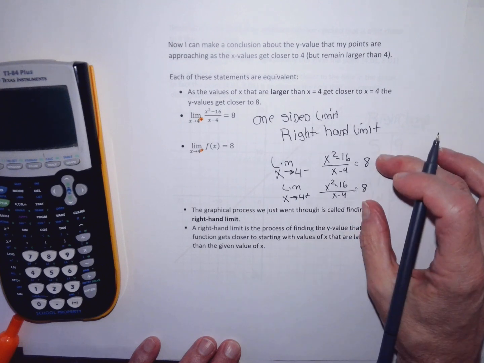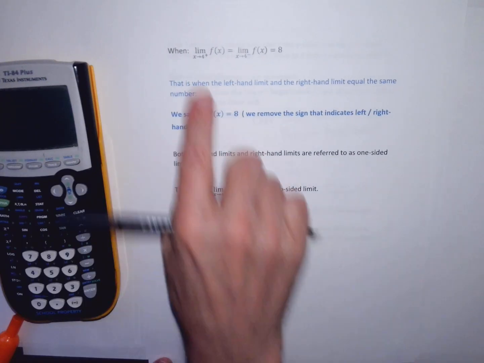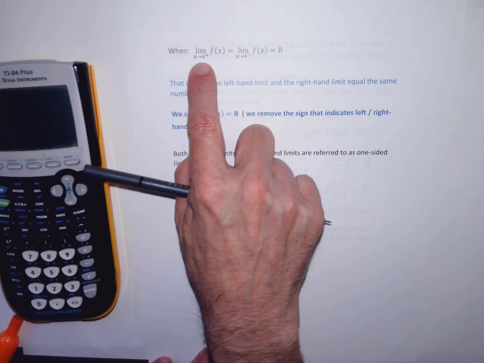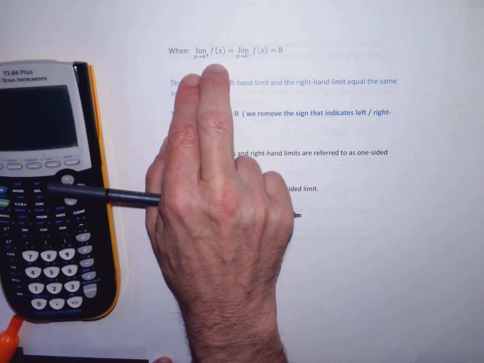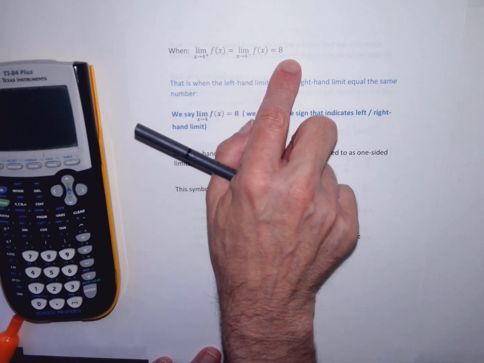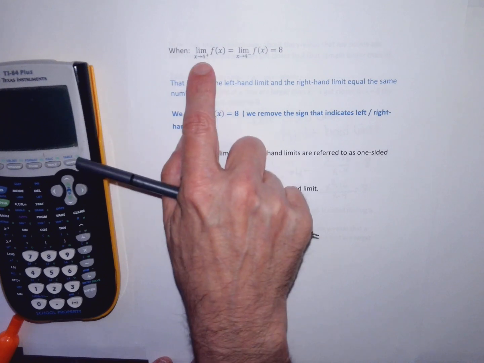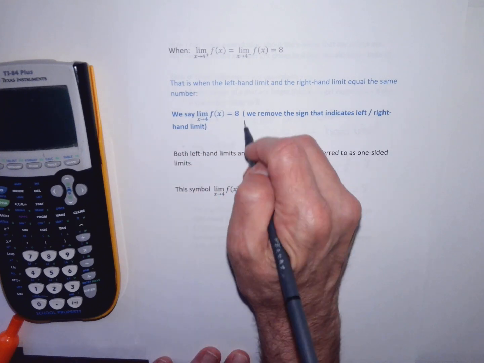It doesn't have to be the case that the left and the right hand limits are the same. But if they are the same, this is the best situation we can be in. In this case, the left hand limit with the minus sign, plugging in numbers like 3, 3.5, 3.9, came out to be 8. The right hand limit, plugging in numbers like 5, 4.5, 4.1, came out to be 8. When the left hand limit and the right hand limit equal the same number, we can remove the sign and get a two-sided limit. So the left hand limit is 8, the right hand limit is 8. Now I can delete the minus and the plus sign.